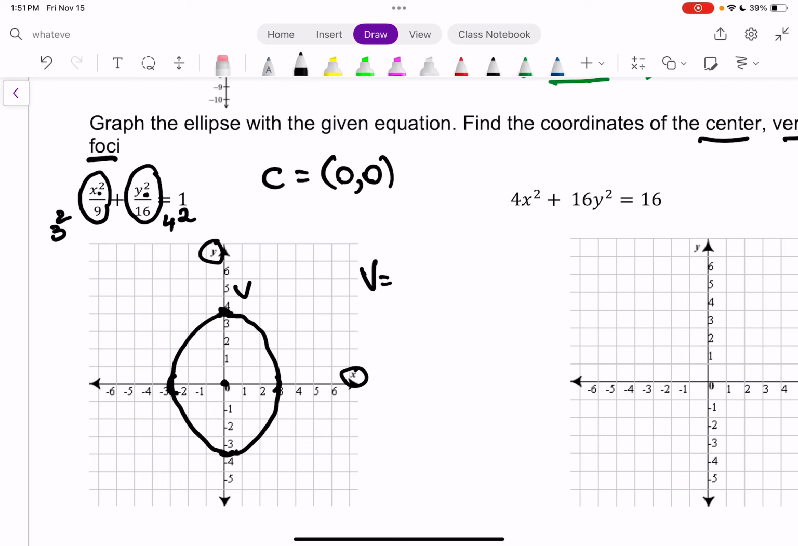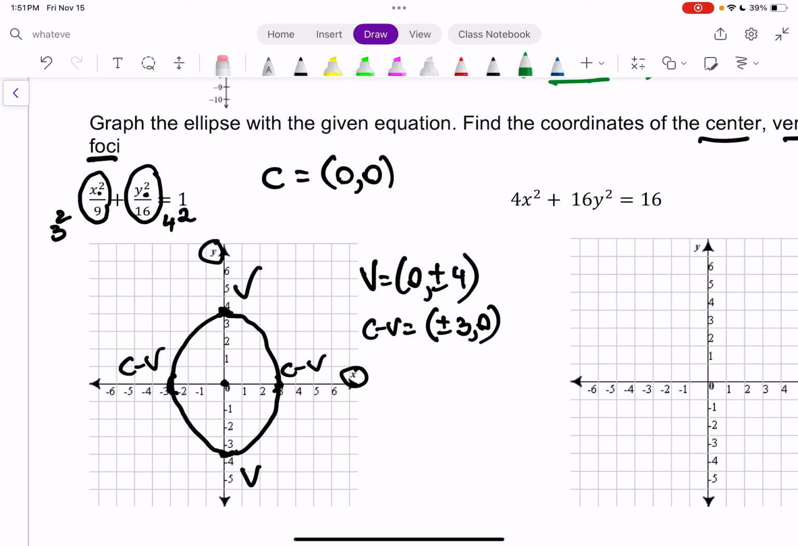Okay. So it says, give me the coordinates of the vertices. The vertices are at the longer end. So therefore 0, plus minus 4. The co-vertices are at the shorter end. So therefore plus minus 3 and 0. We got them by going 3 units right and left. So again, vertices is what's on the longer end, and co-vertices is what's on the shorter end.